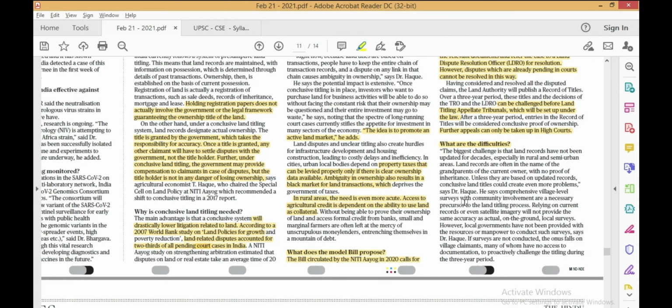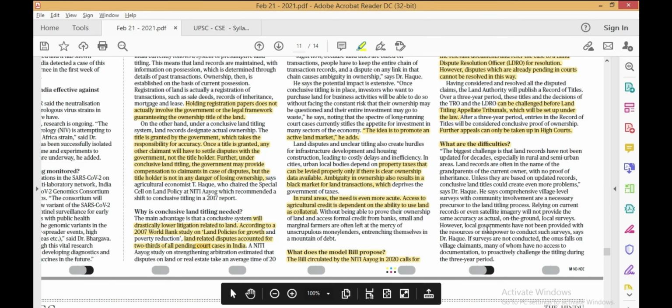So the last part says, what are the difficulties in implementing this conclusive land titling process? Okay, the first thing, see here written, the biggest challenge is that land records have not been updated for decades, especially in rural and semi-urban areas. Land records are often in the names of the grandparents of the current owner with no proof of inheritance. Okay, this is the major constraint, and also some other constraints are written here.